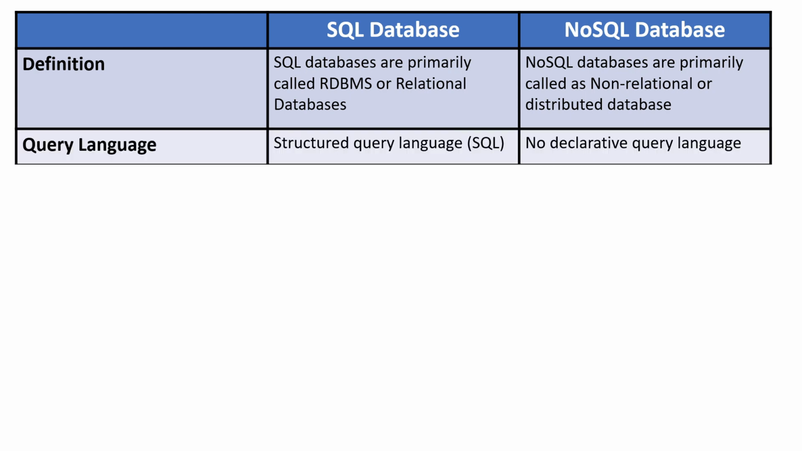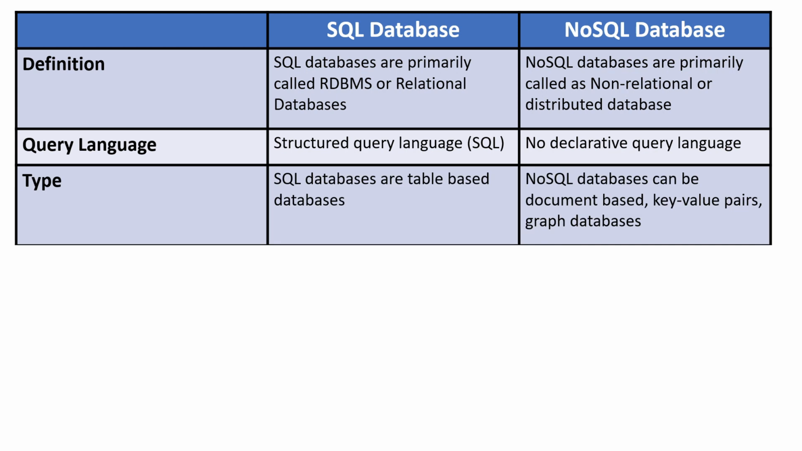Now our next difference is based on query language. As the name suggests, in a SQL database we use SQL or structured query language to access or manage the data, while in a NoSQL database we don't use any query language. Now our next difference is very important, and this difference will also help you in your interviews. SQL databases are table based databases with rows and columns, while NoSQL databases can be document based, or may have key value pairs or graphs.